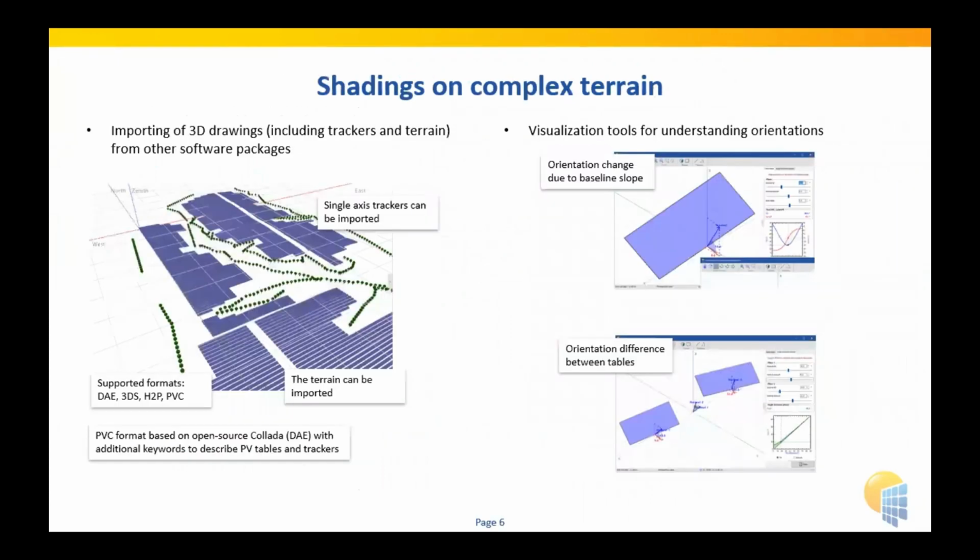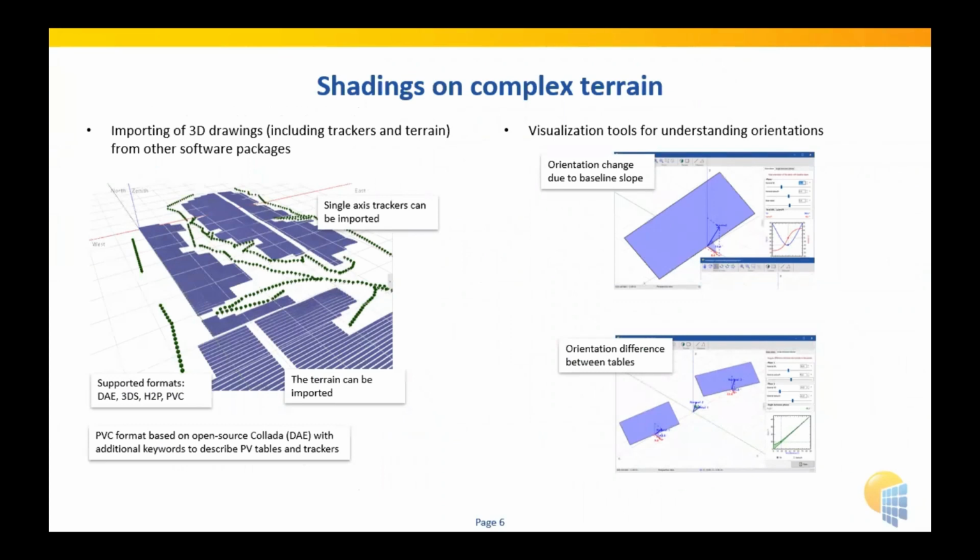Then shading is an important issue. We have many users who are doing more and more complex systems on undulated terrains or on some kind of topology, and there were many requests to improve the tools in PVSyst to handle these kinds of systems. So we now allow importing of 3D drawings from other software packages, where you can make a complex design and terrain layout. We can import from these formats single axis trackers or fixed tilt sheds, fixed tilt tables. We support different formats: DAE, 3DS, H2P, and PVC. And we can also import terrain from this external software.